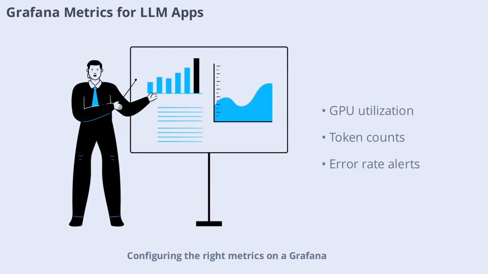Configuring the right metrics on a Grafana dashboard is key for monitoring LLM applications. Track system-level metrics like GPU memory utilization, API request rates, and error codes. At the AI level, monitor token counts, latency distributions, semantic cache hit rates, and cost per user. For example, set up Slack alerts for high rate limit errors, enabling your team to scale fallback instances proactively.